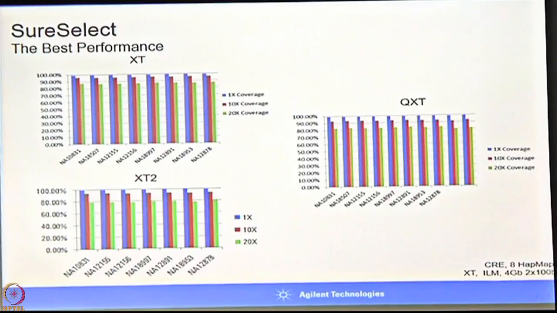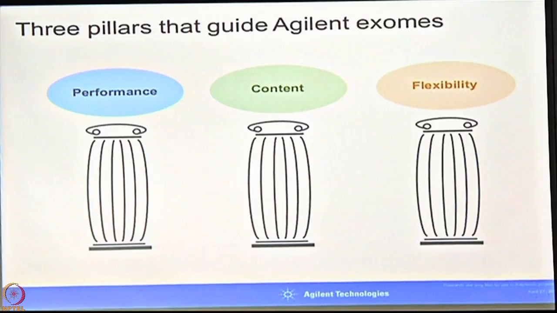Performance for all these methods of making the exome library is pretty good, and they get very good coverage, more than 95% with all the methods. These are the three pillars Agilent works on: performance of the exome library, content, and flexibility. We have worked for decades to improve the performance, content, and flexibility of the kits.